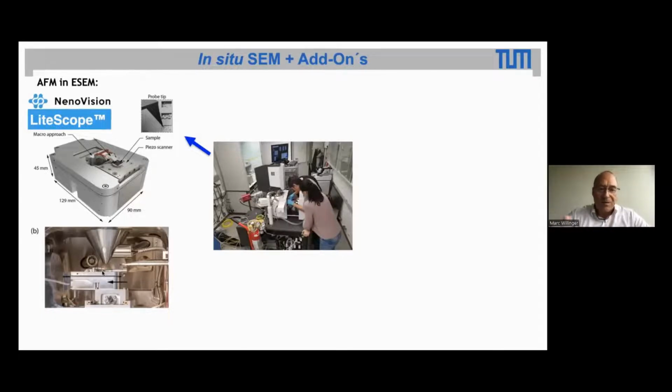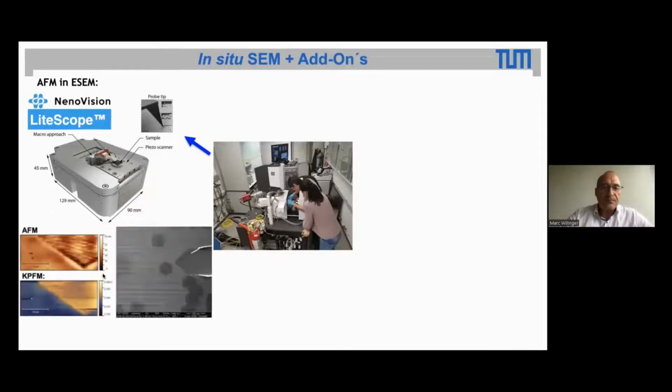And the beautiful thing is you can then do correlative probe imaging. So you can have the electron beam and the AFM tip at the same time. Instead of scanning the beam, you just scan the sample and record the signal from your AFM and the secondary electron signal at the same time. And this brings some advantages.